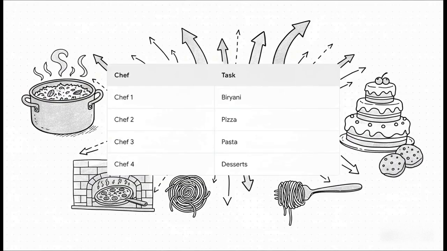Okay, so now check this out. Look at how the work gets split up. We've got one chef on biryani, another on pizza, a third is handling all the pasta, and a fourth is just on desserts. The key thing here is they're not waiting on each other. They're all working at the exact same time. They're working in parallel. And just like that, the kitchen's output absolutely explodes.